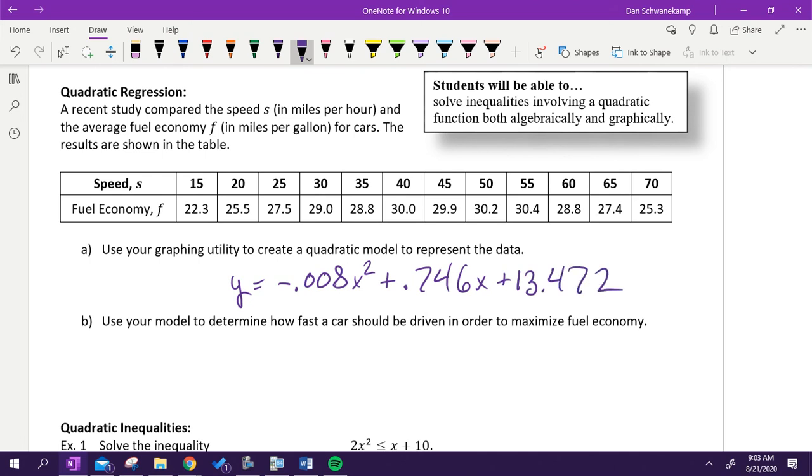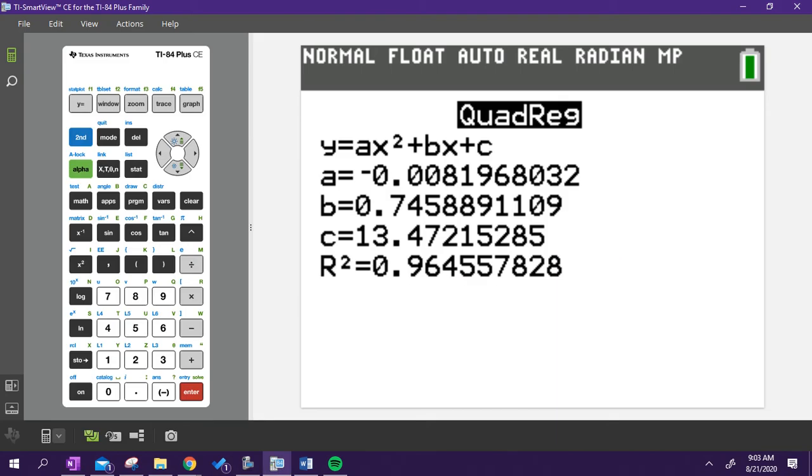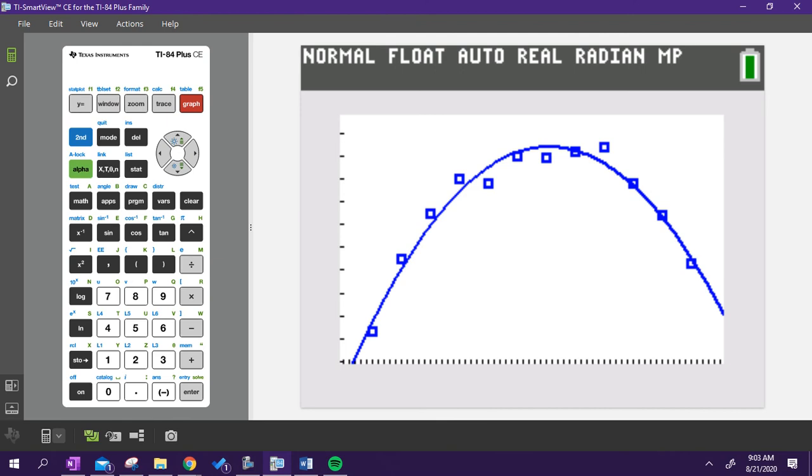There's my line. Let's just look at that line because we want to see what it looks like. So if you've stored it as y1, now when I hit the graph button, it's going to draw that parabola through my data. How does that look? Pretty good, right? You would say that that's a good representation of our data.